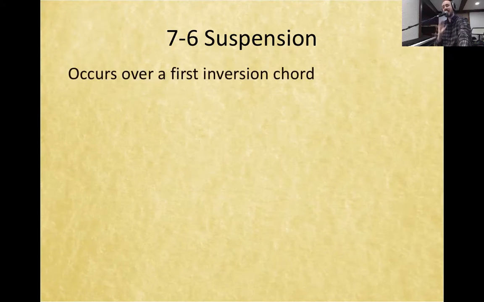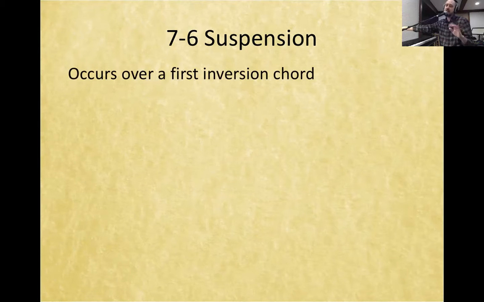Those numbers refer to the intervals above the bass. Nothing is going to be different here with the 7/6. That still refers to the intervals above the bass. So we're going to find a 7th that moves down to a 6th above the bass. And the motion is going to be the same. It's still ornamenting a descending second, all right? The main difference is that 7/6 suspensions occur over first inversion chords.